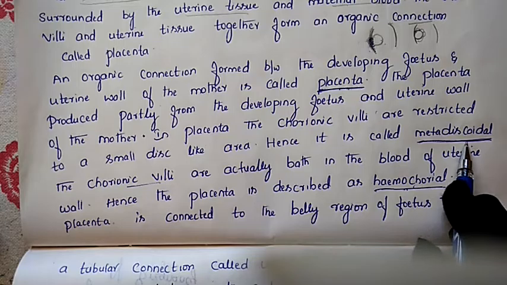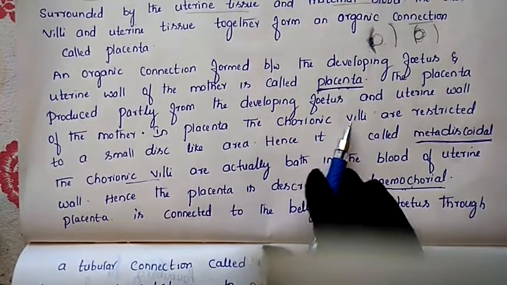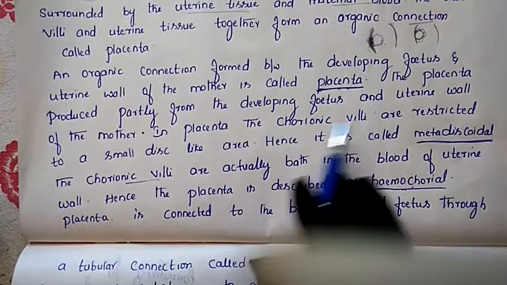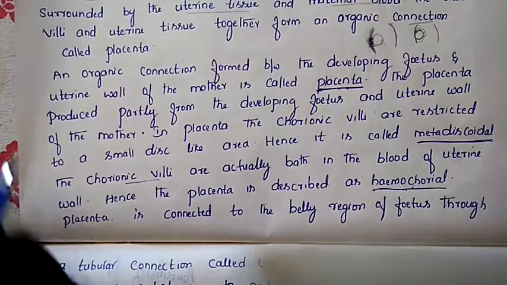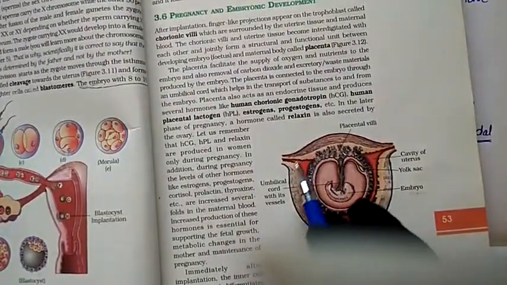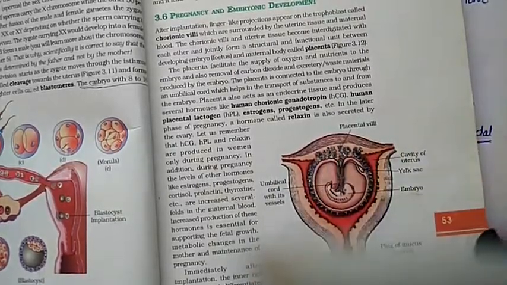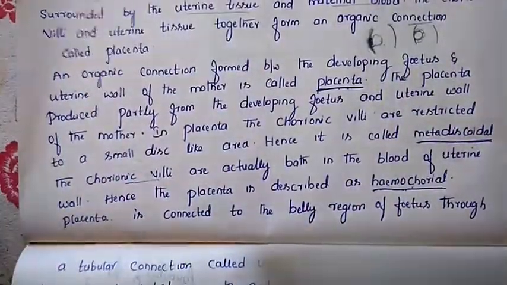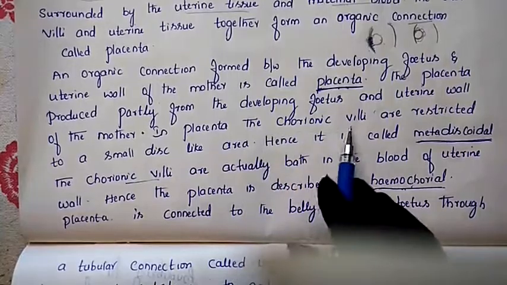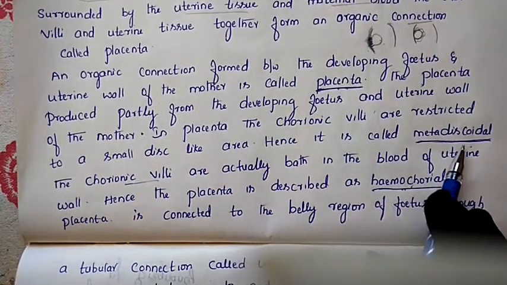What is the meaning of metadiscoidal? Because in the placenta the chorionic villi are restricted only to a small area, not the complete area of the uterus. The chorionic villi are present only in the small area. That's why we are calling it metadiscoidal. It means the chorionic villi are restricted to a small disc-like area.